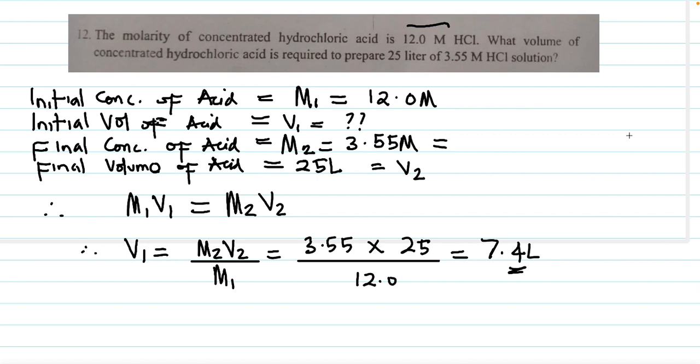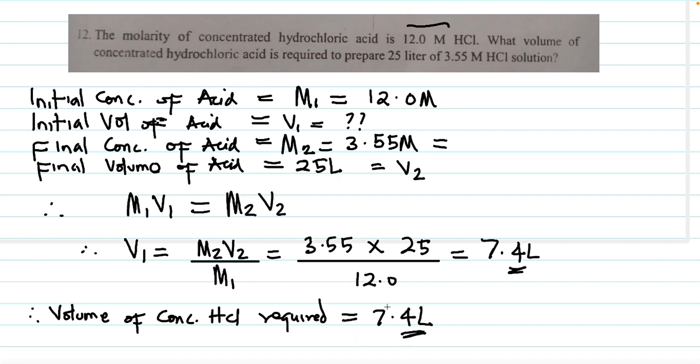So it simply means that the volume of concentrated hydrochloric acid required to prepare 25 liters of this is 7.4 liters. This question is under dilution. All of these questions, we are going to solve in a normal class.